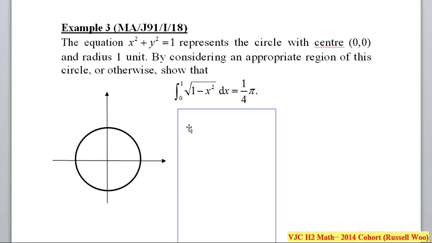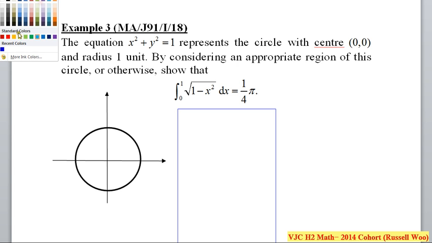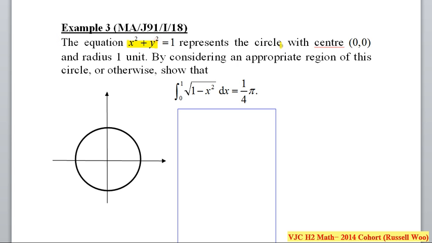Okay, example 3. The equation shows a circle, right? A circle, clear cut, because this is obviously a circle. Center 0, 0, radius 1. So this is quite obvious. 1, 1, minus 1, minus 1. By considering something, show this.